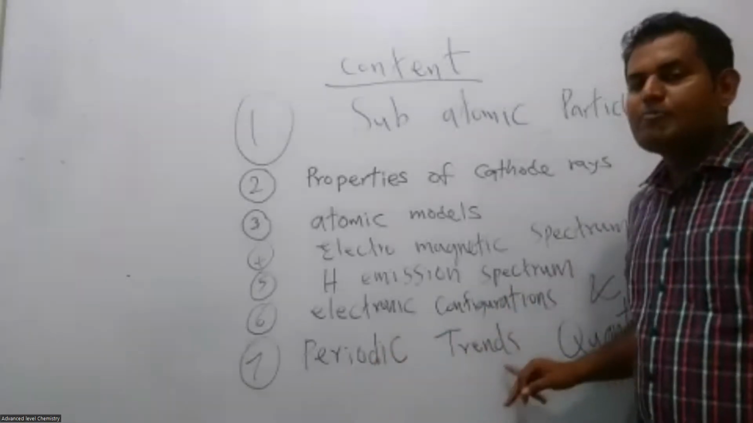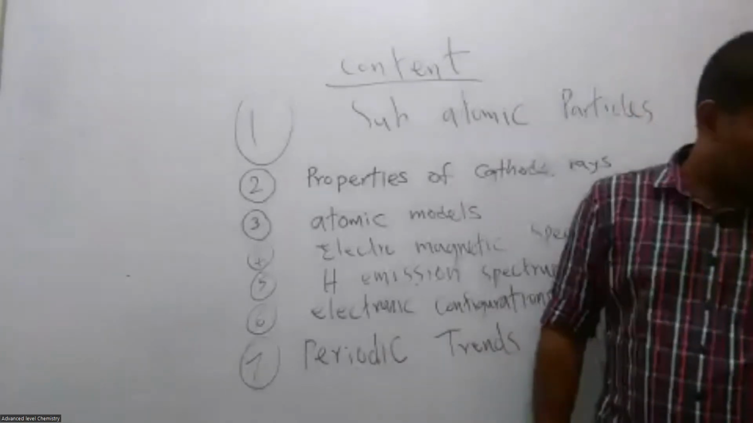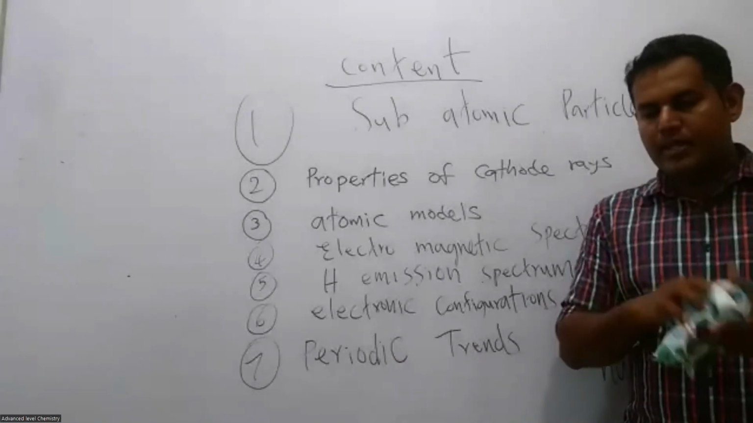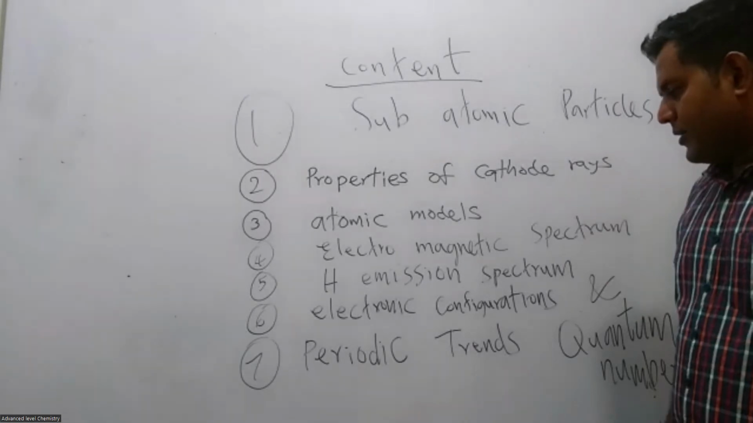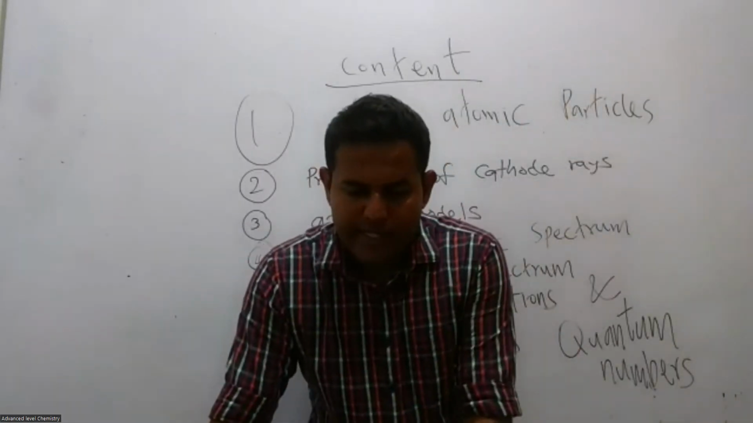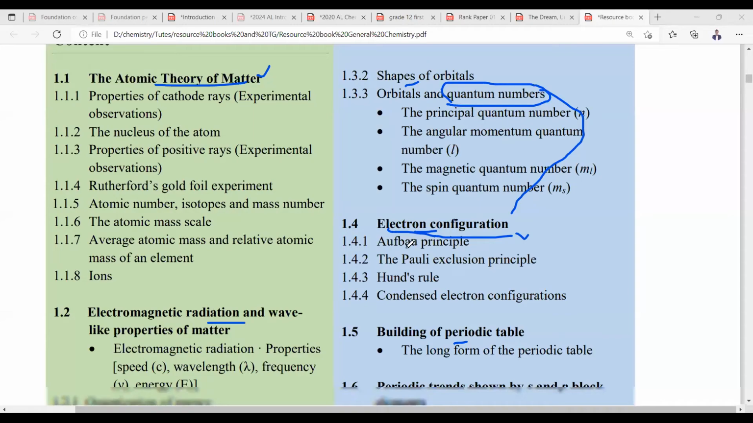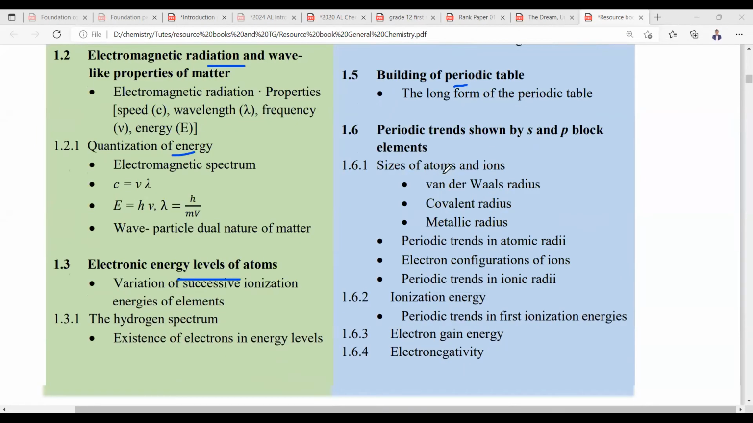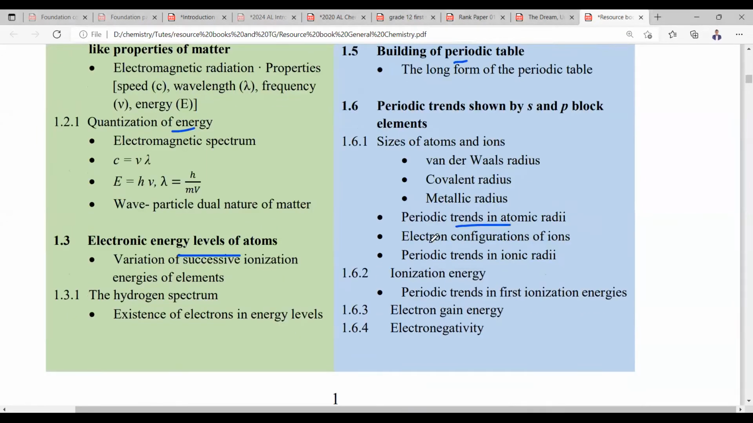It's a kind of another lesson. I mean, it's a big lesson: periodic trends. Okay, if you have space under periodic trends, it's better to write some terms. Just give me 1 minute. I'm going to write these terms. These are the periodic terms we are discussing: the radius, electronic configuration, ionization energy, electron gain energy, and electronegativity.